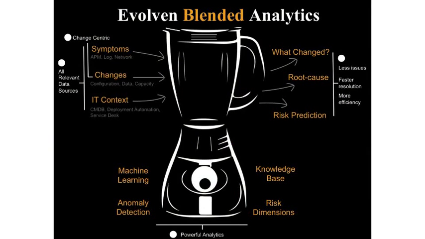So let's talk a little bit about Evolven's solution. And when I talk about this, I talk essentially about this change-centric world here, over here in the top left. So what Evolven does is collect detailed change information. And when I say changes, I want to be specific about my definition here. I'm talking about the actual things that change in a system.